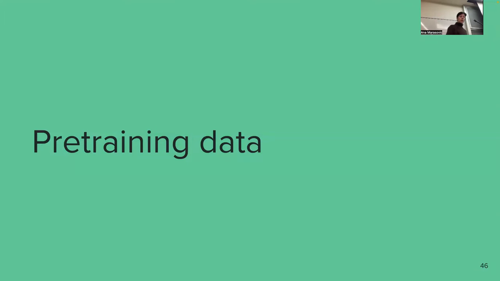Okay, so I want to talk a little bit about pre-training data. These are almost like digressions, I would say, and I may want to talk about these topics later on in the course. As I mentioned before, we'll have sessions about responsible AI, but it's a good time to also mention some of these things.